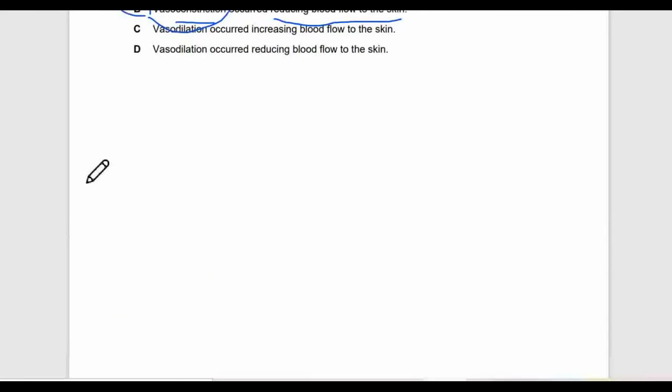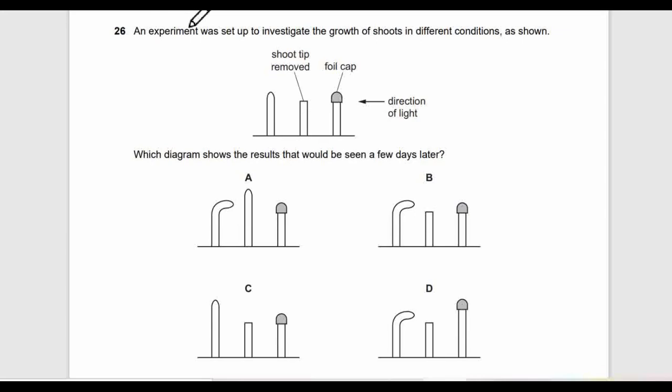Question 26. An experiment was set up to investigate the growth of shoots in different conditions as shown. Shoot tip removed here, foil cap, direction of light. Which diagram shows the result that would be seen a few days later? So in here we see that phototropism happens when the auxin hormone at the tip responds to the direction of light. So in here the tip, so this one will bend towards the light.